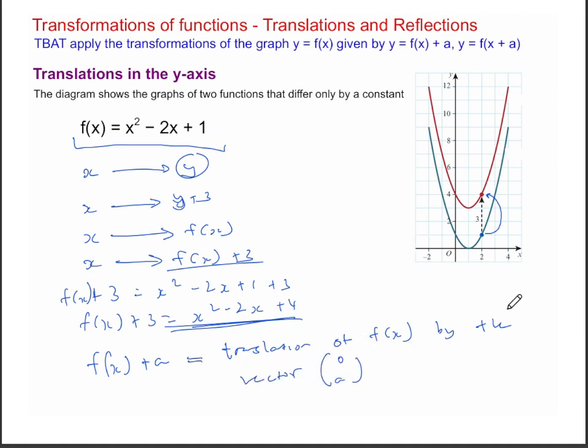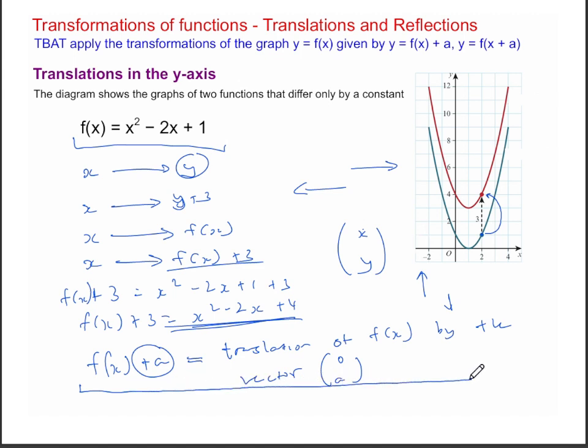0, a. You know how vectors work, where if you have a positive at the top, so vectors work like this, x and y, where if you have a positive at the top, you go to the right. If you have a negative at the top, you go to the left. If you have a positive at the bottom, you go up. If you have a negative at the bottom, you go down. And so here, you're going up by a units, which means your vector will be positive a at the bottom. Yeah, the y will be positive a. Obviously, it doesn't move any by x. And so f of x plus a will be your translation of your original f of x by the vector 0, a.